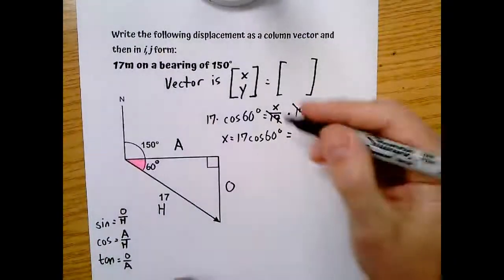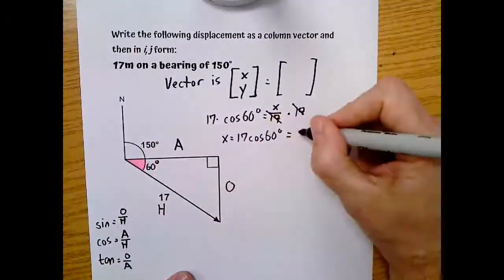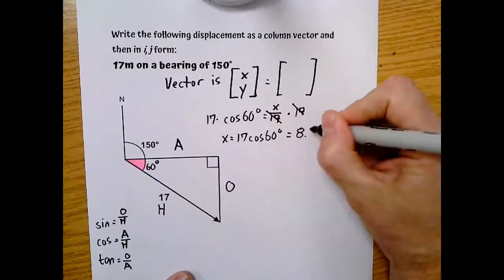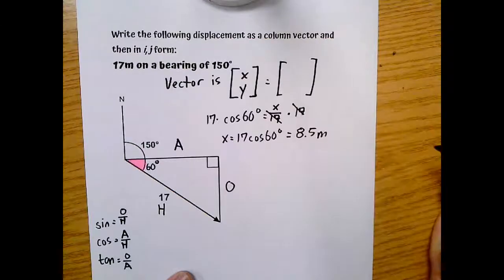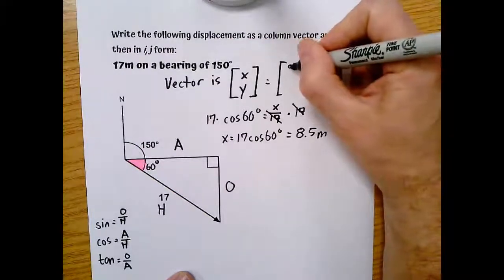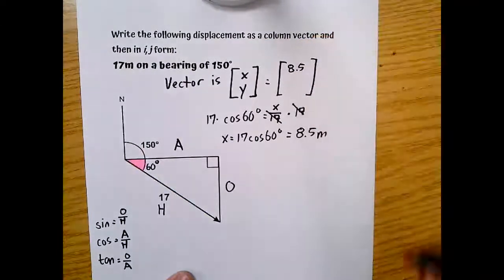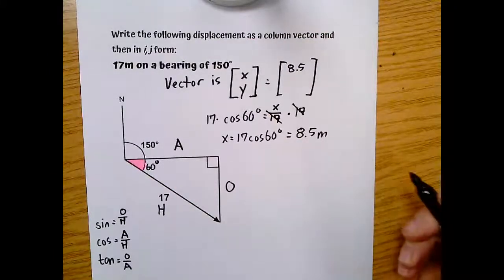And just like that, we know that this side goes over 8.5. And if you look at the question, it was in meters. Okay, 8.5. So I'll write that right up here. My x will be 8.5. Okay, we got one answer going. Great. So now we do the same thing for the y.